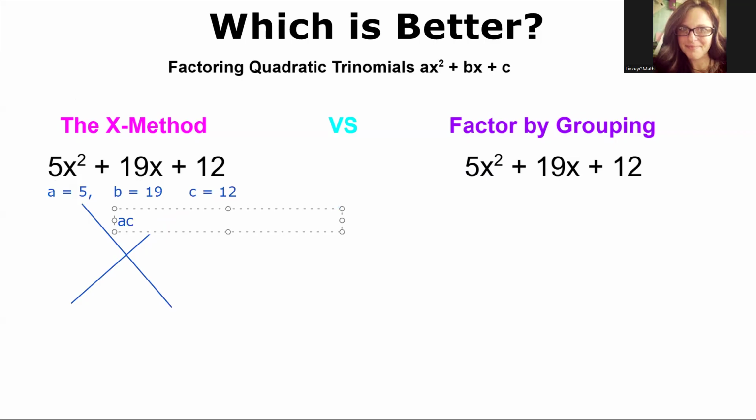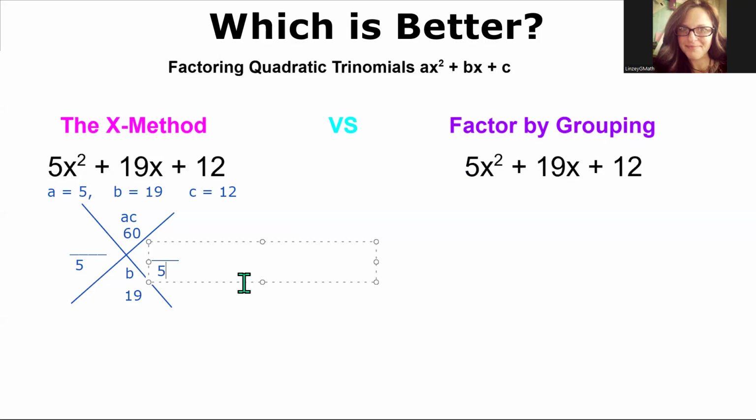A times C goes in the top. 5 times 12 is 60. B goes in the bottom quadrant, 19. And then A is the bottom of our fraction. And then we'll ask ourselves, what multiplies to 60 that also adds to 19?